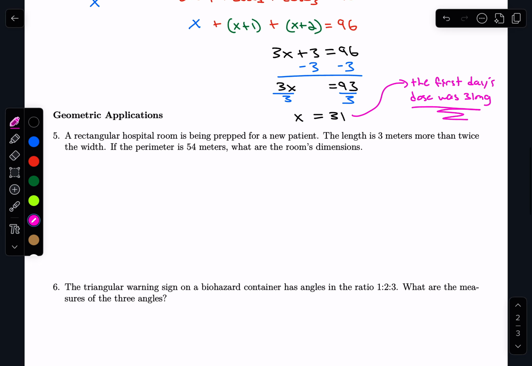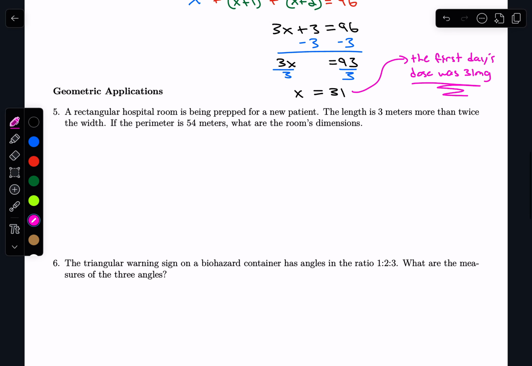Now we're going to have to draw a picture. A rectangular hospital room is being prepped for a new patient. The length is 3 meters more than twice the width. If the perimeter is 54 meters, what are the room's dimensions? So the actual question came at the very end there. What are the room's dimensions?